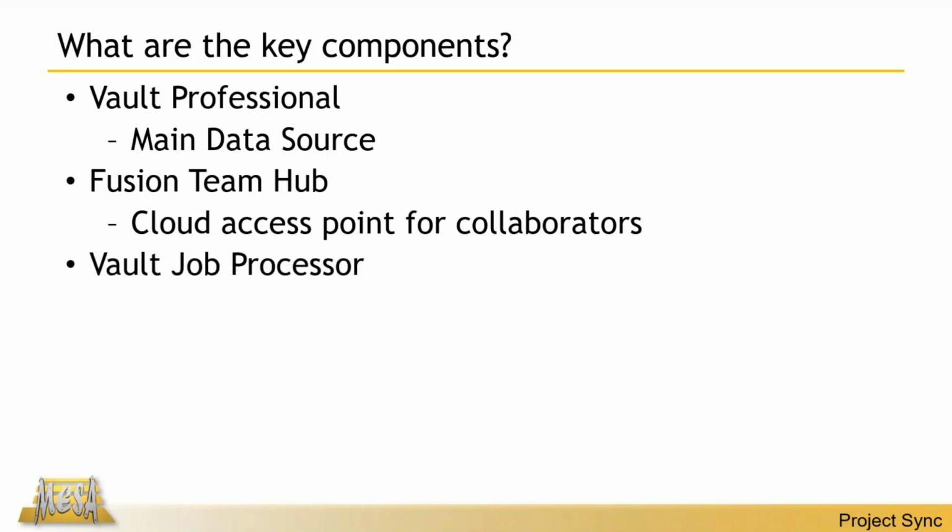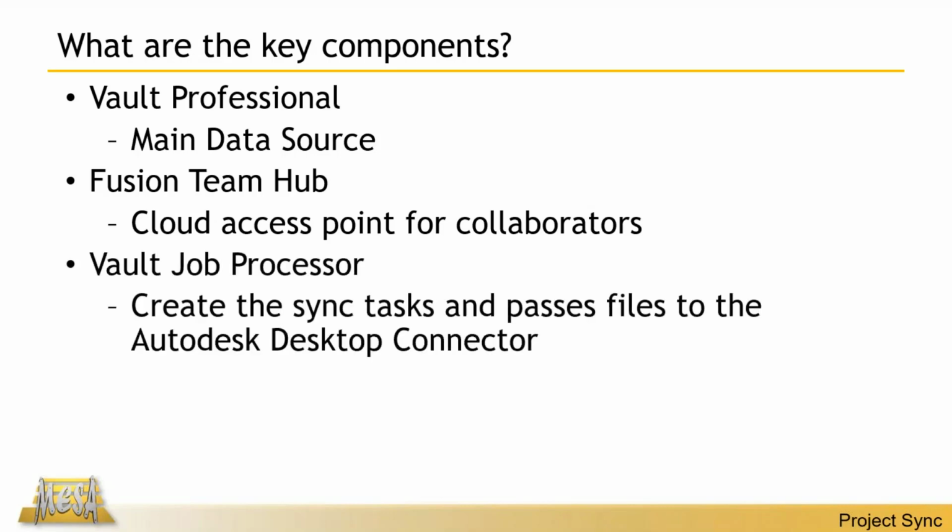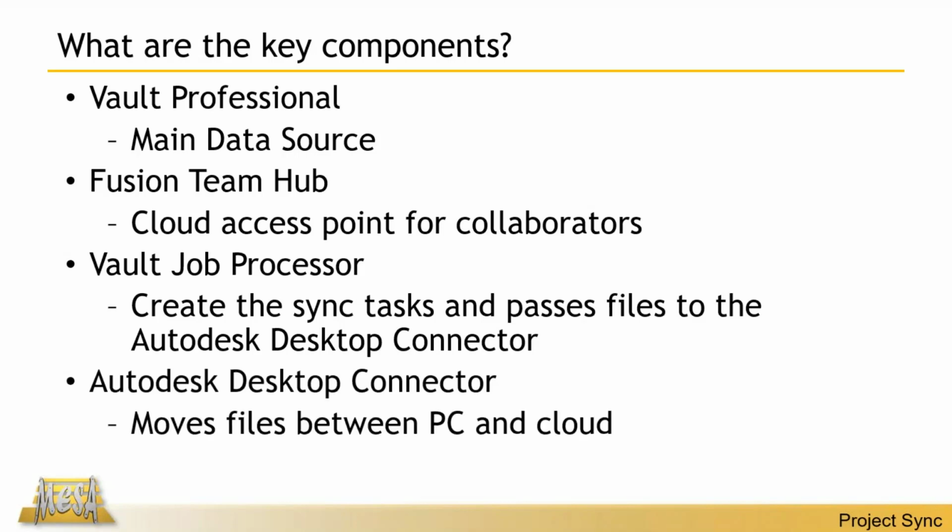The job processor is one of the applications that will run on a Vault client and schedules these tasks. It's the one that passes the tasks, and the files, to the desktop connector. And the desktop connector is what basically moves files from the PC to the cloud.